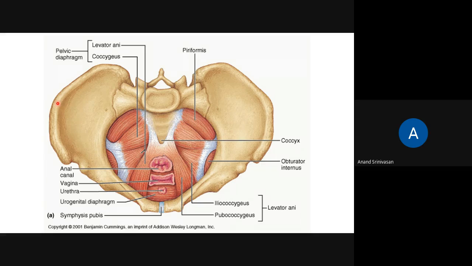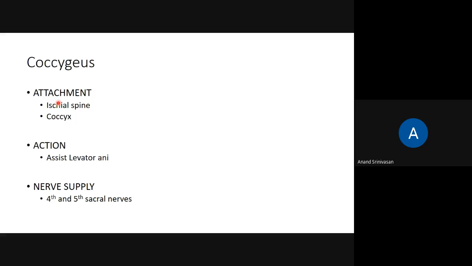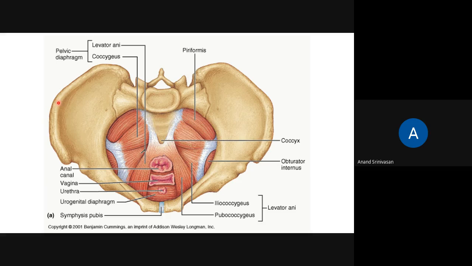Why is it called the diaphragm? Because it covers the entire part, similar to the diaphragm which separates the thorax and the abdomen. It prevents the abdominal structures from descending down, and it also helps in increasing the intra-abdominal pressure. What happens when we increase the intra-abdominal pressure? During micturition and defecation, it helps.